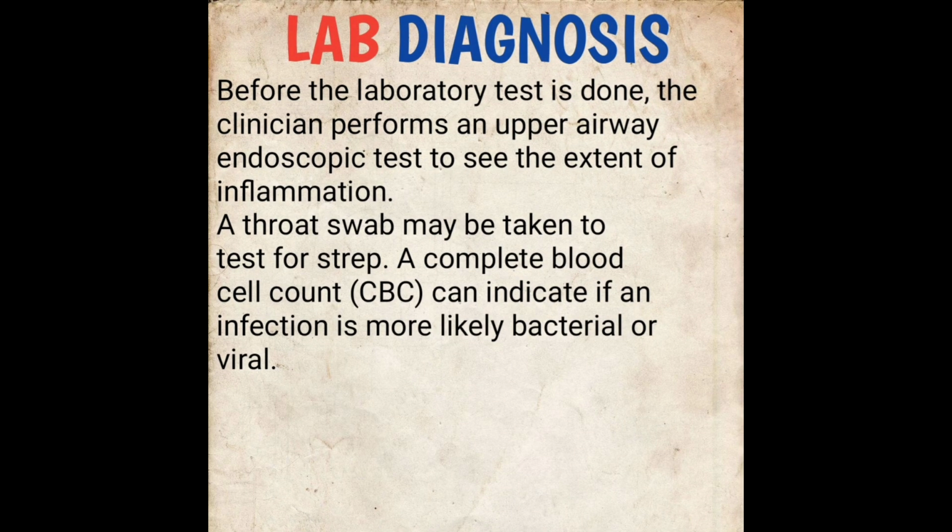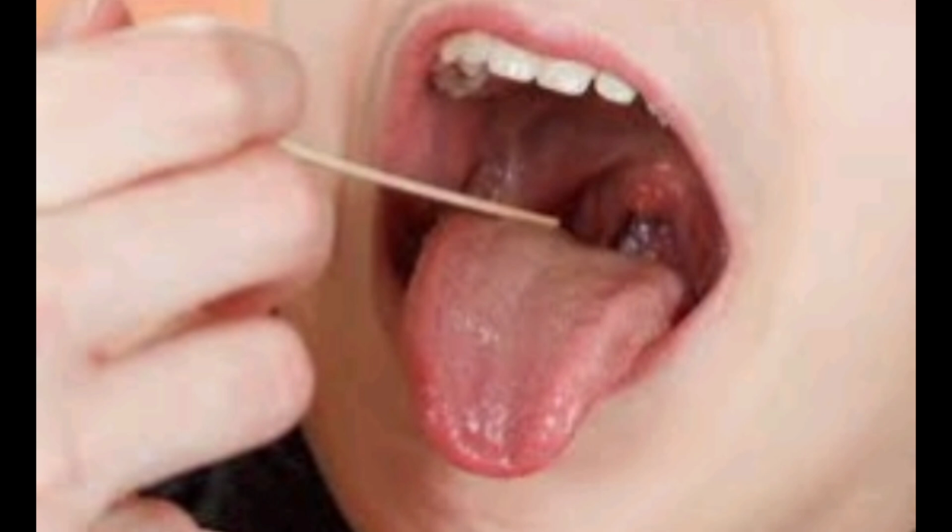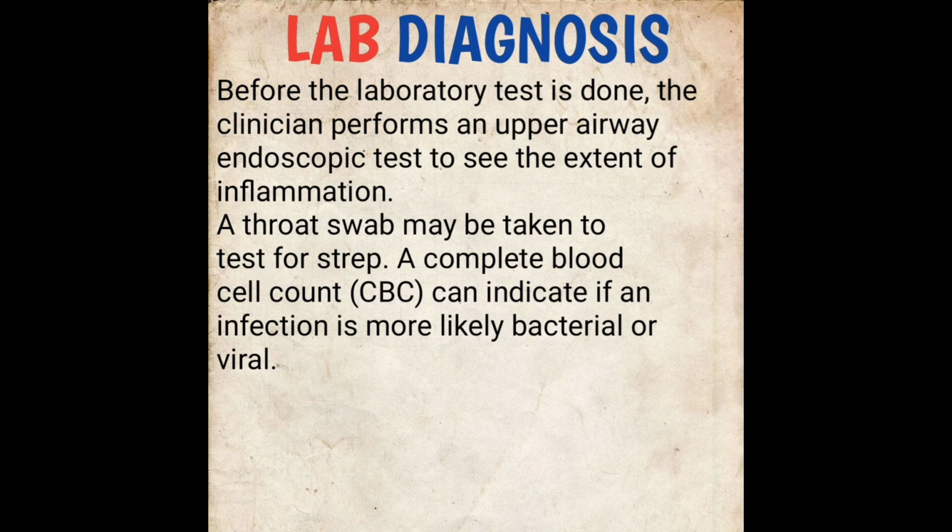Laboratory diagnosis. The clinician will always be able to check and know the kind of inflammation and also recommend drugs. But if it has to go through the lab because of this antimicrobial resistance fear, a throat swab may be taken to test for strep. A complete blood cell count will also help to determine whether it is a bacterial or viral infection, because the reactions that will be found will really show the kind of organisms that could be responsible for the inflammation.